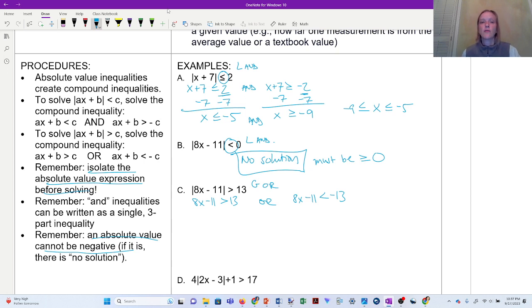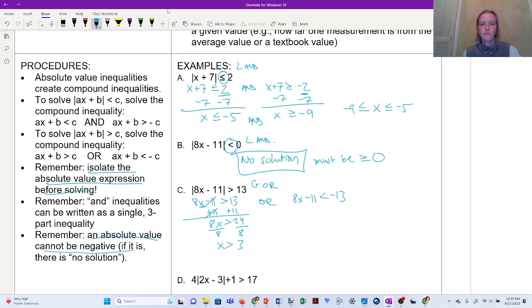And then we just solve each one of those inequalities separately until we get x all by itself on one side of the equation. So I'm going to do reverse PEMDAS order, take care of addition and subtraction first by adding 11 to both sides of the inequality. I have 8x is greater than 24. And then to get x by itself, x is being multiplied by 8, so to get rid of the 8, I need to divide it away, and I have x is greater than 3.